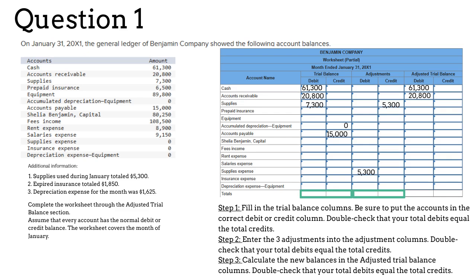However, the supplies account had $7,300 in the debit side of the trial balance, and a credit amount of $5,300 in the credit side of the adjustments section. That means we have to subtract the credit from the debit amount, which leaves us with a $2,000 debit in the adjusted trial balance column. Also, double-check your adjusted trial balance totals to make sure they balance.